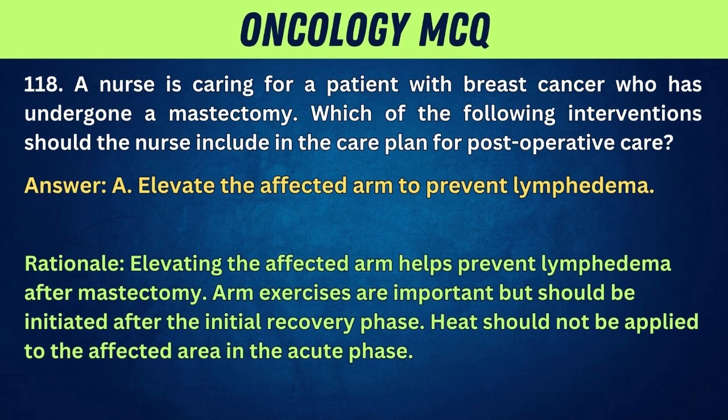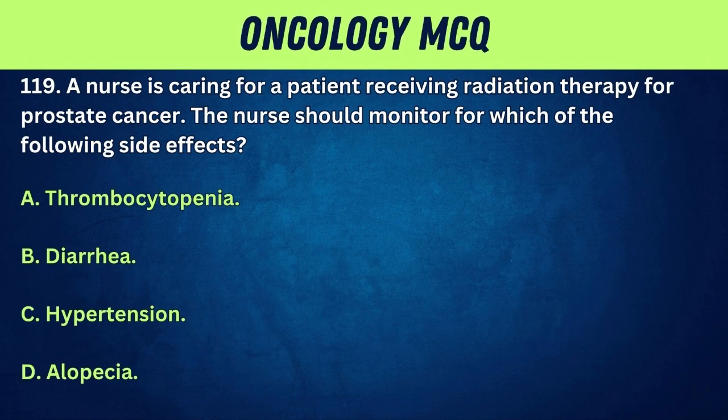Answer: A. Elevate the affected arm to prevent lymphedema. Rationale: elevating the affected arm helps prevent lymphedema after mastectomy. Arm exercises are important, but should be initiated after the initial recovery phase. Heat should not be applied to the affected area in the acute phase. 119.